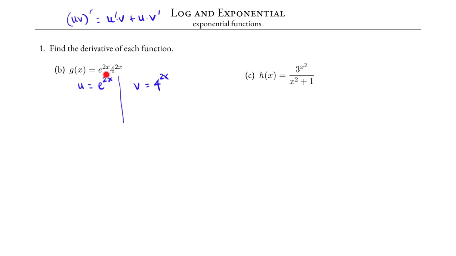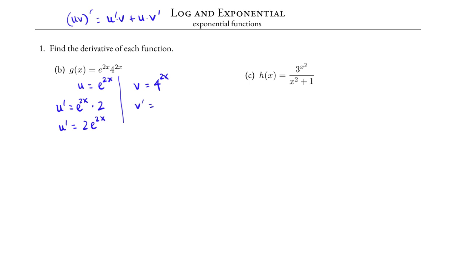Using the chain rule for u, because there is a function 2x inside the exponential function, u prime is the derivative of e to the anything, which is the same e to the same thing, but we need to multiply by the derivative of that inside function, which is 2. And so u prime is 2 times e to the 2x.